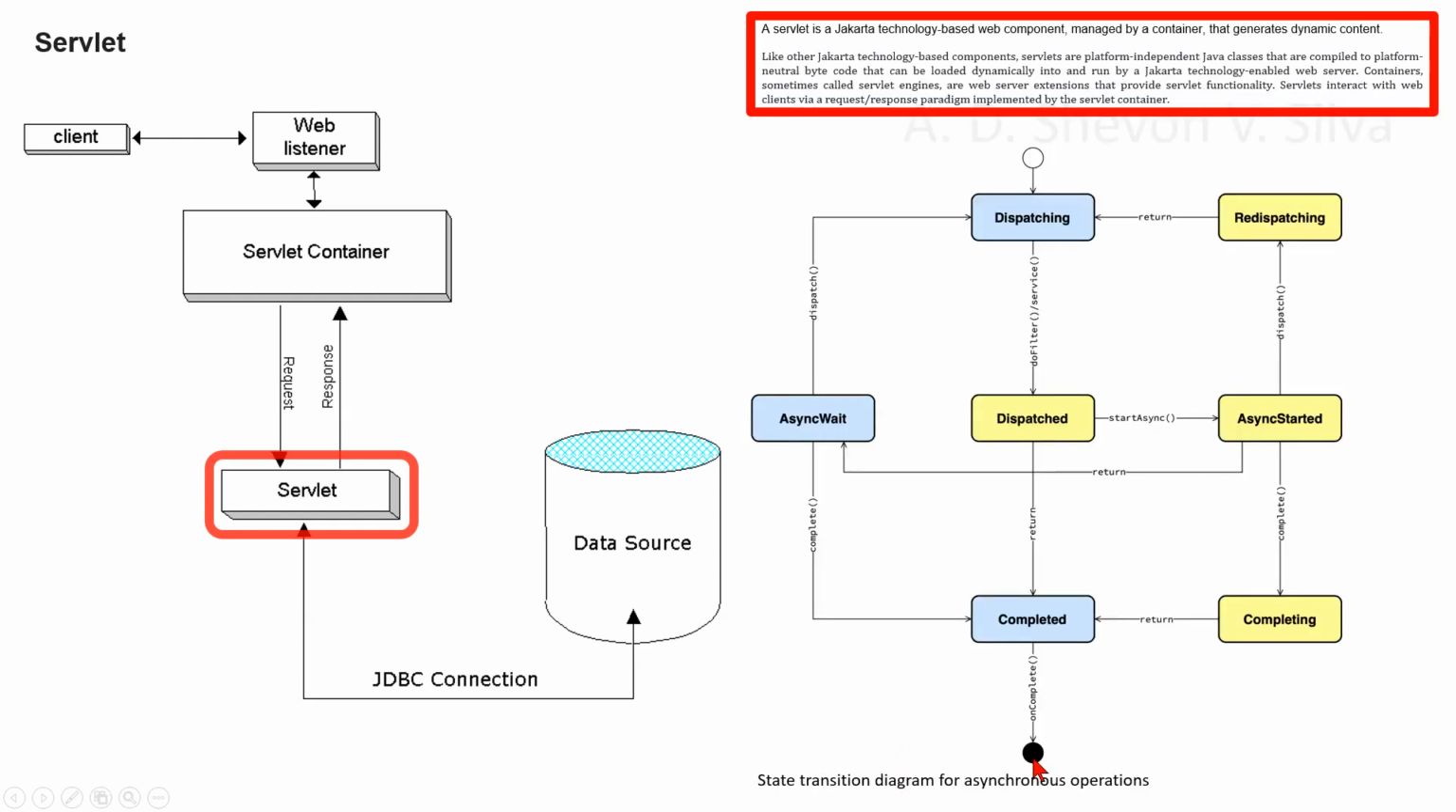Here you can see a state transition diagram for asynchronous operations. With asynchronous processing, sometimes a filter or servlet is unable to complete processing of a request without waiting for a resource or event before generating a response. For example, a servlet may need to wait for an unavailable JDBC connection, for a response from a remote web service, for a JMS message, or for an application event before processing to generate a response.